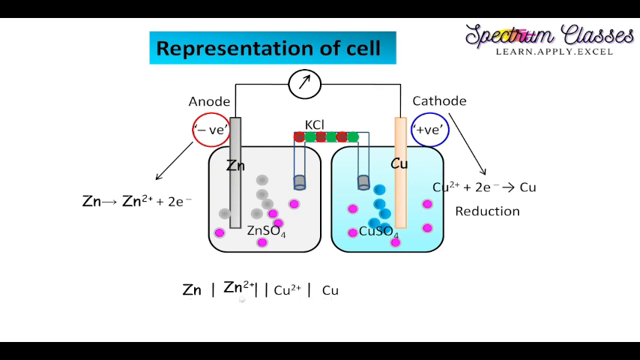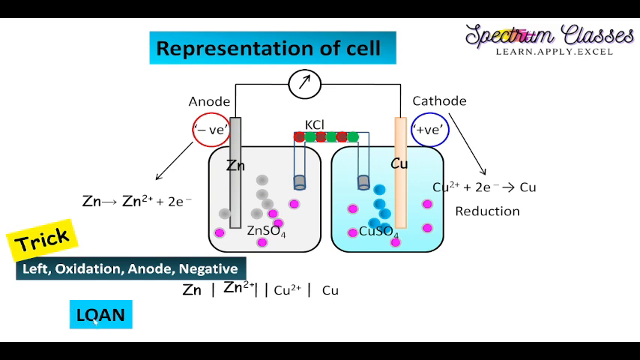While solving numericals, we simply write down a cell in this manner. Now there is a trick to represent a cell. The left hand side: L stands for left, O stands for oxidation, and this oxidation reaction occurs on the anode, which is the negative terminal. Once you understand the left hand side, on the right hand side reduction occurs, which occurs on the cathode, and that is the positive terminal.